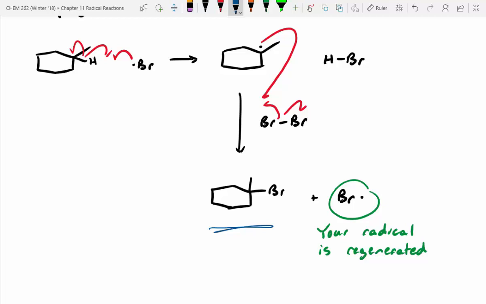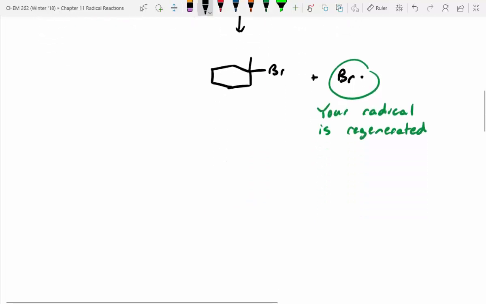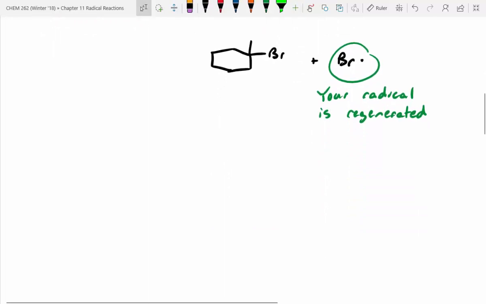All right, there's one last step, though. We don't want radicals just floating around willy-nilly. They'll do bad stuff. So we've got to get rid of them somehow. So the last step, step three, is termination.